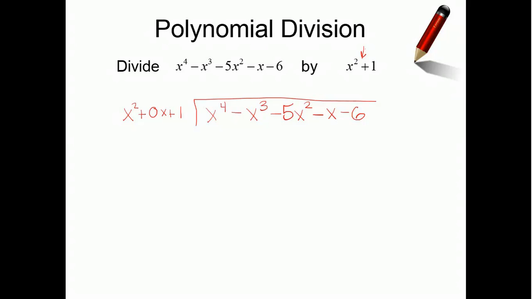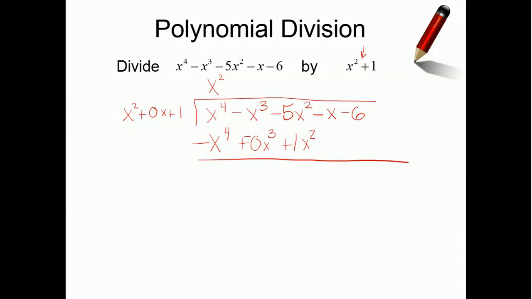So then let's ask our questions. x squared times something needs to give me x to the fourth. Well, we know that's x squared, right? So x squared times x squared is x to the fourth. Here's when that placeholder is going to come in. So x squared times 0x, well, that is 0x cubed, right? And then x squared times 1 is 1x squared.